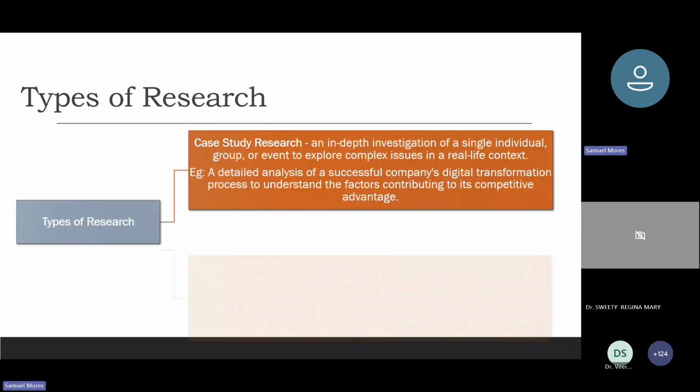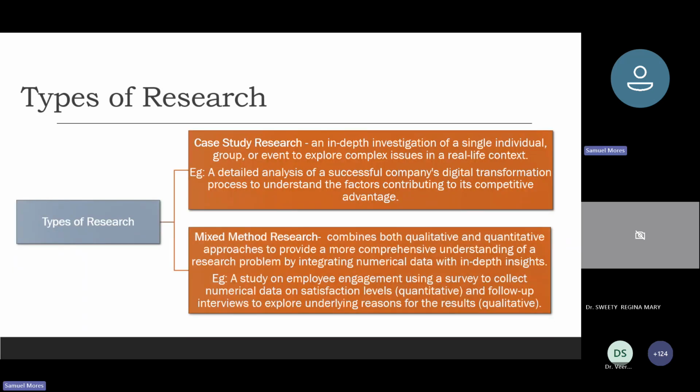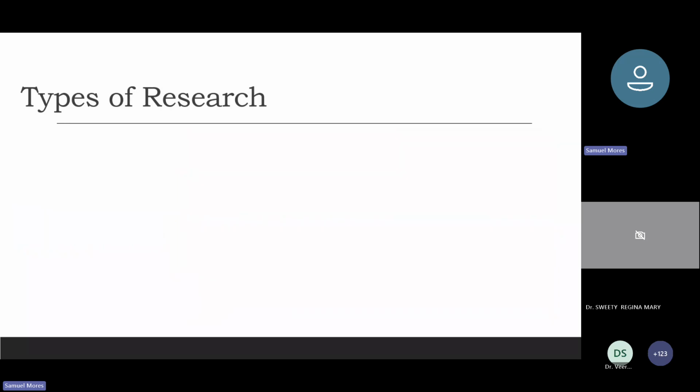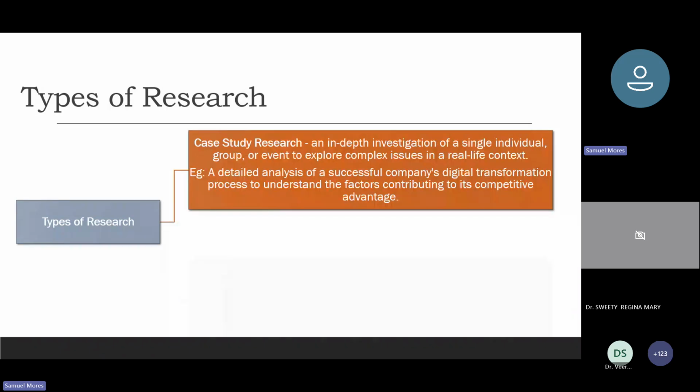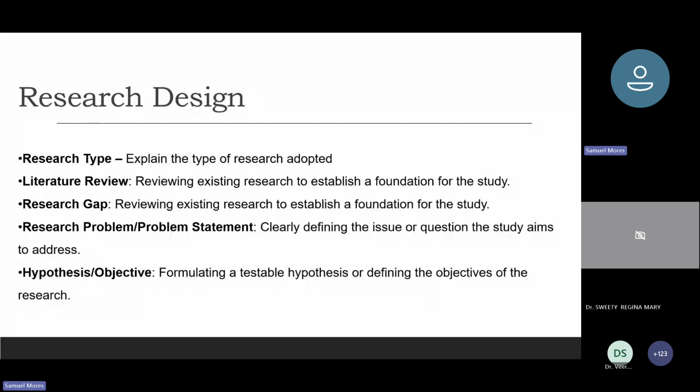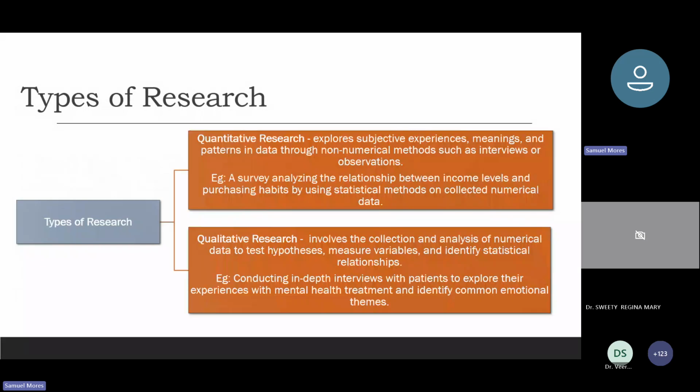I can do case study research also. I can pick two industries in each of the countries, and I can do a comparison. I can say which company's performance is greater. I can say that the economic condition is better. I can do mixed methodology research, I can do qualitative research, I can do quantitative research. What type of research I'm doing, I have to mention in the research design. In research design, all these components have to be explained thoroughly. The type of research is what you have adopted to conduct research.